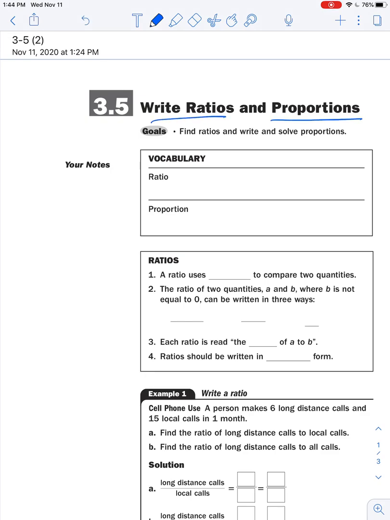Alrighty, folks, we're going to take a look at 3.5. We're going to write ratios and proportions. Then you're going to do a Schoology assignment to practice. So a ratio is just going to be a comparison.